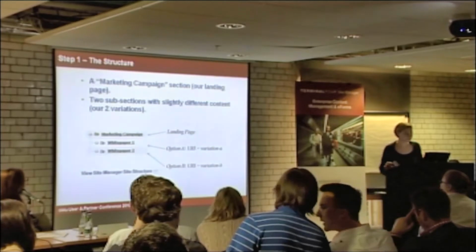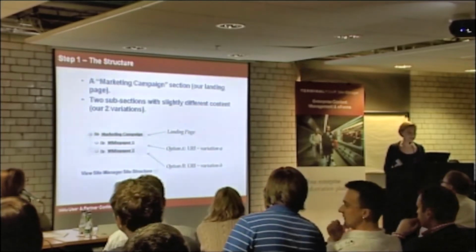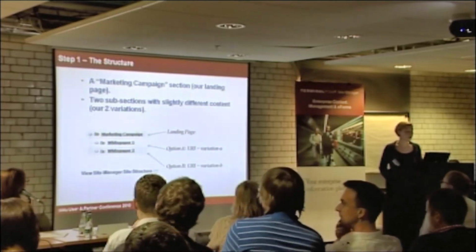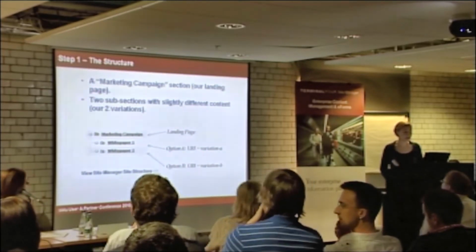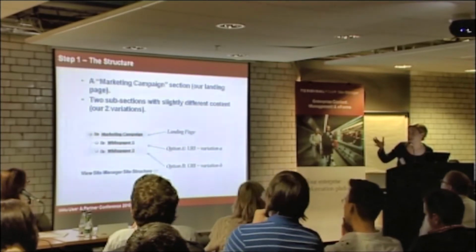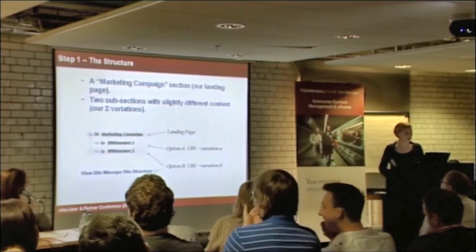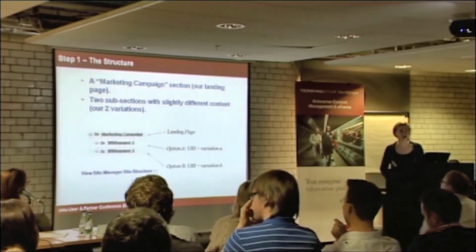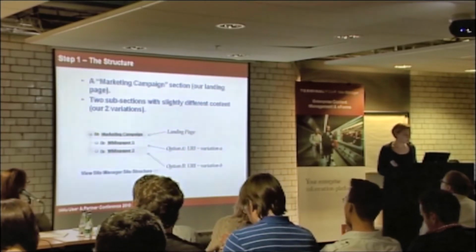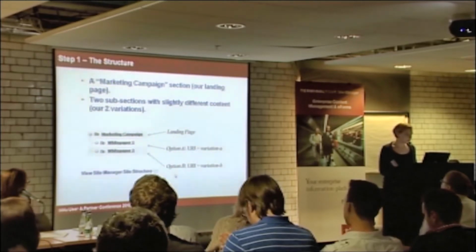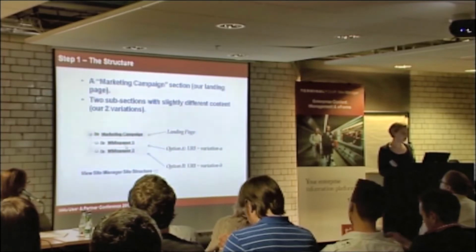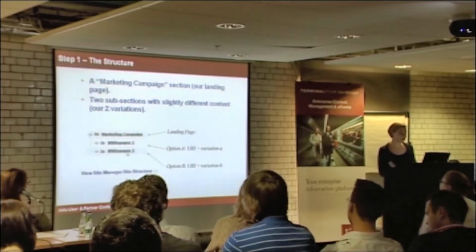So the first step will be to set up our structure in Site Manager. First we need a section. The one we'll be using is called Marketing Campaign. It's our landing page. This is the section that the user will actually be seeing when accessing your page. And we have our two hidden subsections in which the content will actually be added. There is a nice screenshot of the structure here. So this is our main landing page, and the two variations of the content will sit in these two hidden sections.